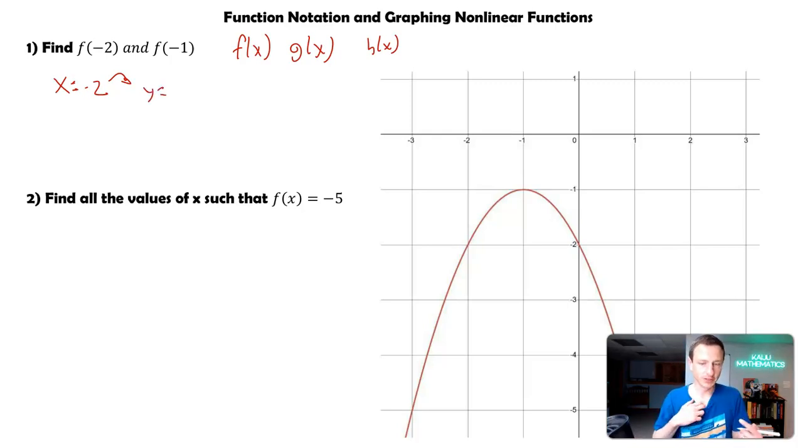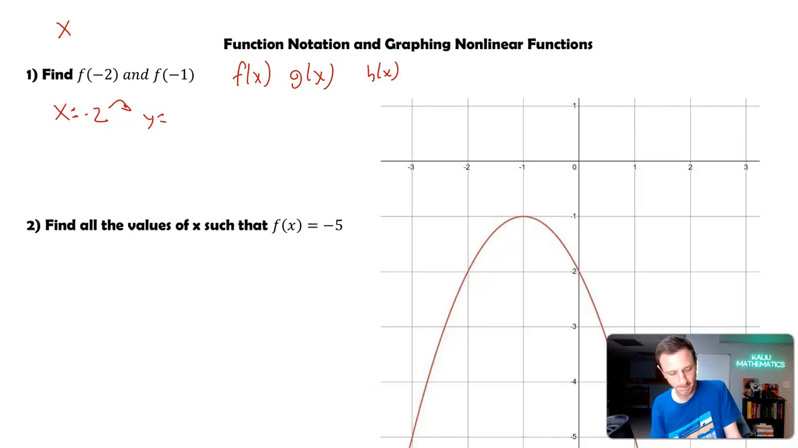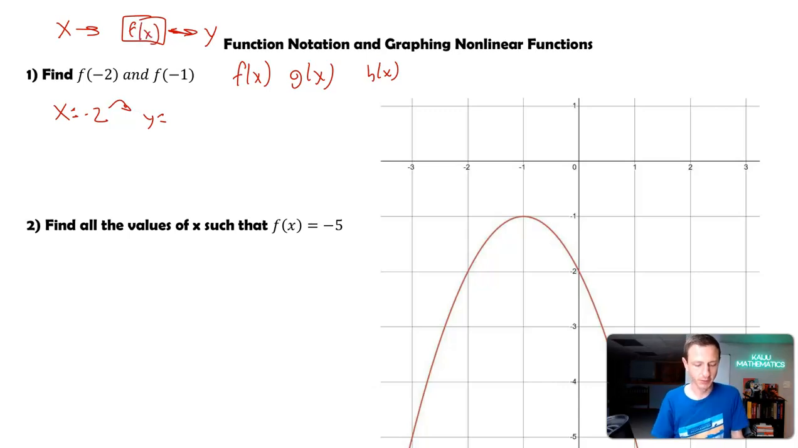Because in a function, each x value has exactly one output of a y value. When you take an x value and you plug it into a function, you get exactly one y value.